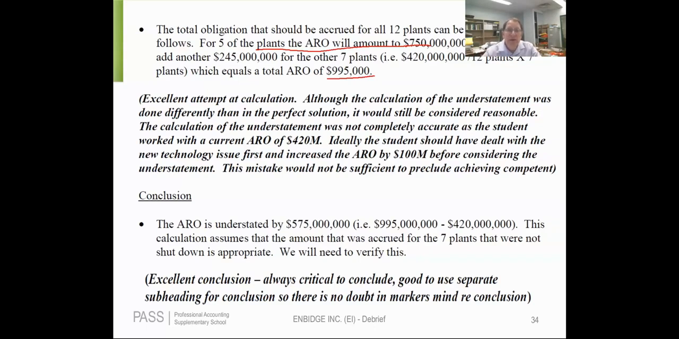So this is pretty good, messed up a little bit with the 420, the 520, whatever, I don't care. Overall, this is definitely good enough even with a mistake to get competent. Therefore, I'm under accrued by 995 minus 420, a mere 575. Excellent. Nice title. Make sense?